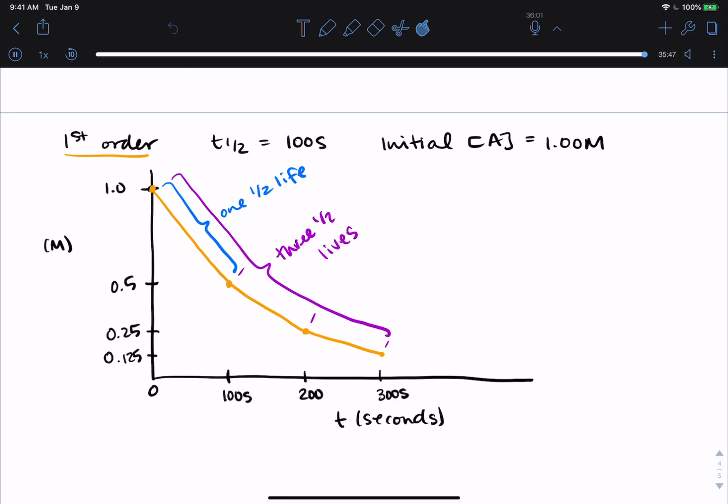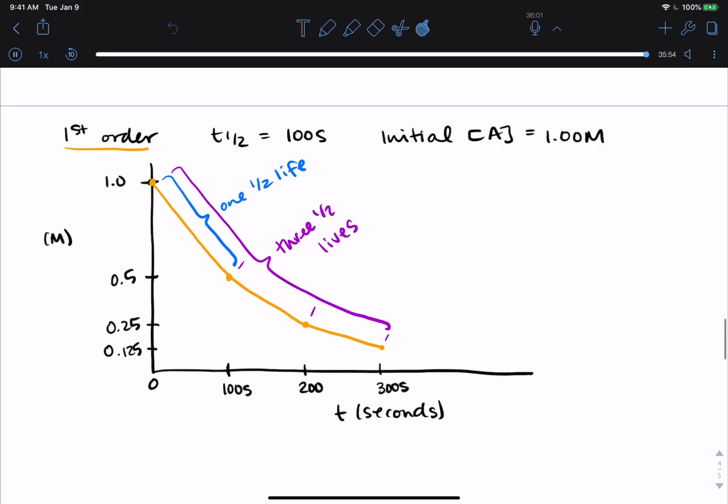So just so you know what the problem is asking you for, if the half-life is 100 seconds, and it asks you for the concentration after 3 half-lives, it's asking for 300 seconds.